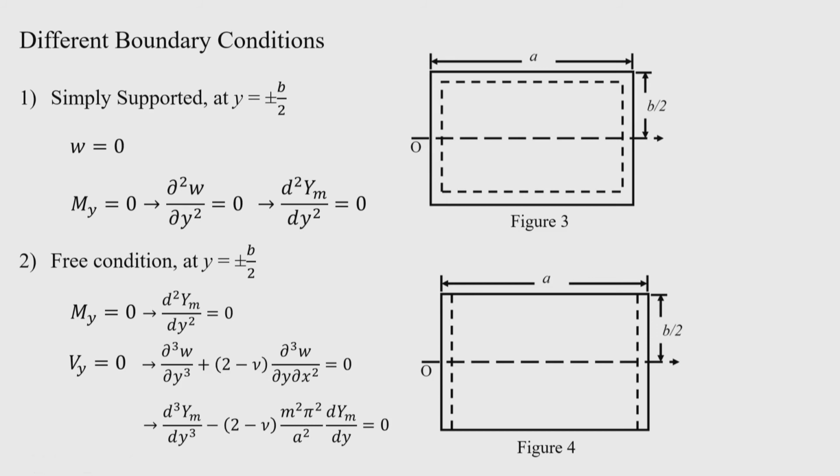That simply supported boundary condition again has to be satisfied. So, these conditions are M y equal to 0, that means del square w by del y square is 0, that means d square Y m by dy square equal to 0. Free condition, for example, y is equal to plus or minus b by 2.